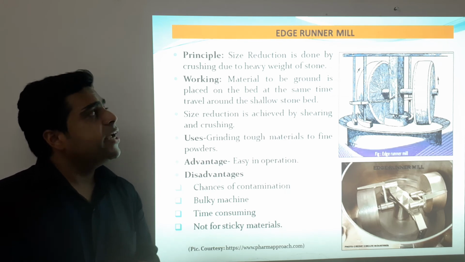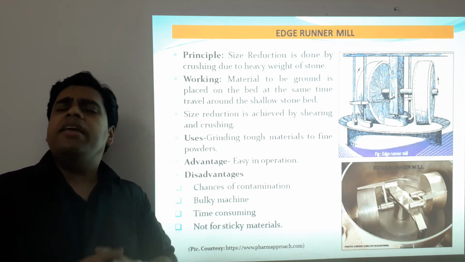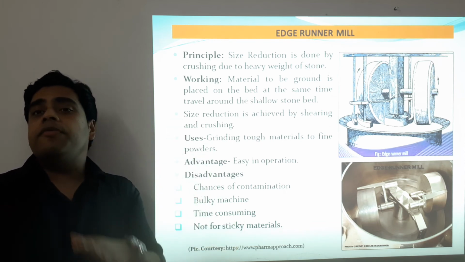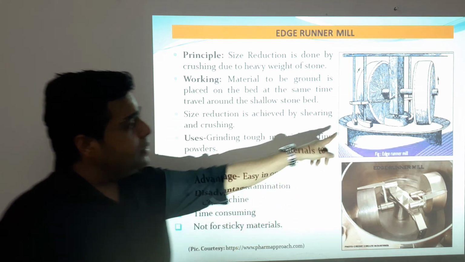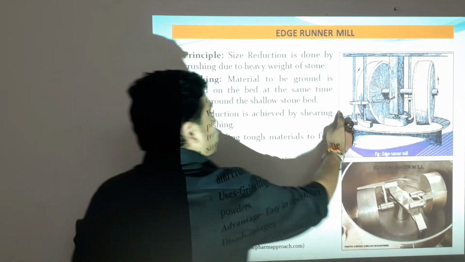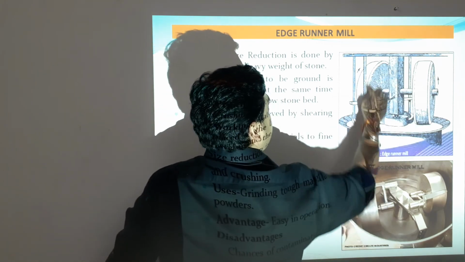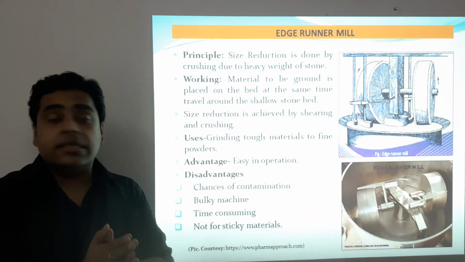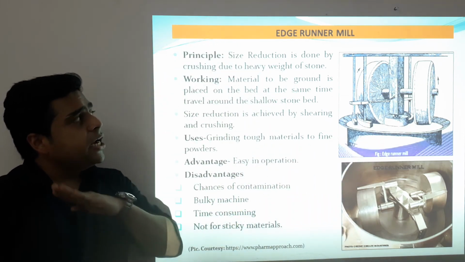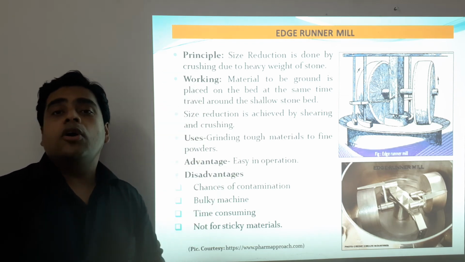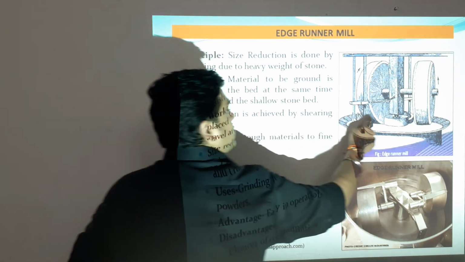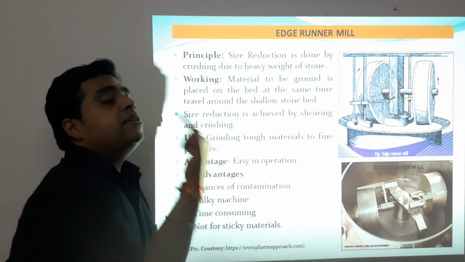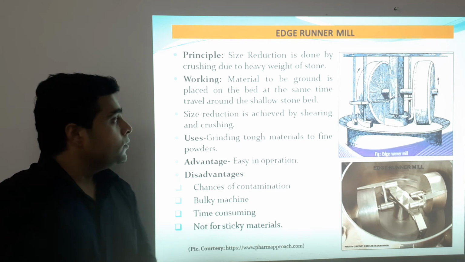Next, very quickly, we'll come to two primitive types of mills, the edge runner mill and the end runner mill, which are basically crushers. Simple design. This is the trough or bowl in which the feed is kept, and these are the two heavy duty wheels. Size reduction is done by crushing due to the heavy weight of the stones. These wheels can rotate, they are fixed to this shaft, and size reduction is brought about only by crushing.